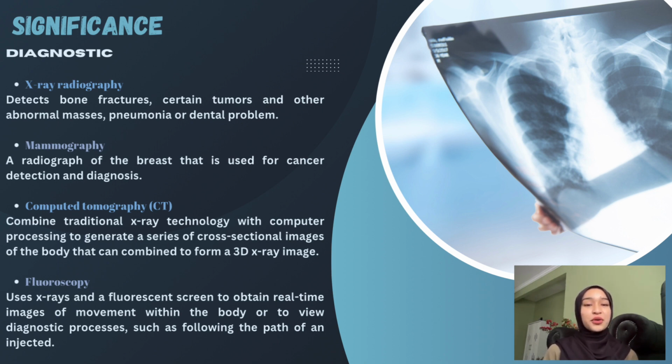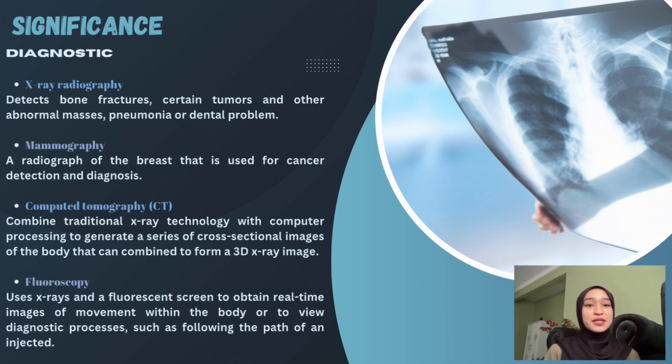Third, computed tomography, or what we call CT. It combines traditional X-ray technology with computer processing to generate a series of cross-sectional images of the body that can later be combined to form a 3D X-ray image. CT images are more detailed than the plain radiograph and give doctors the ability to view the structures within the body from many different angles.